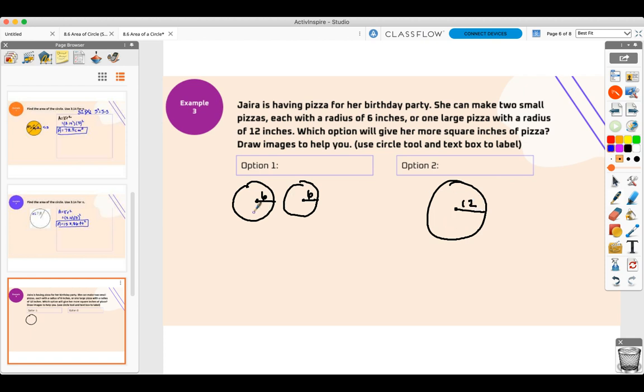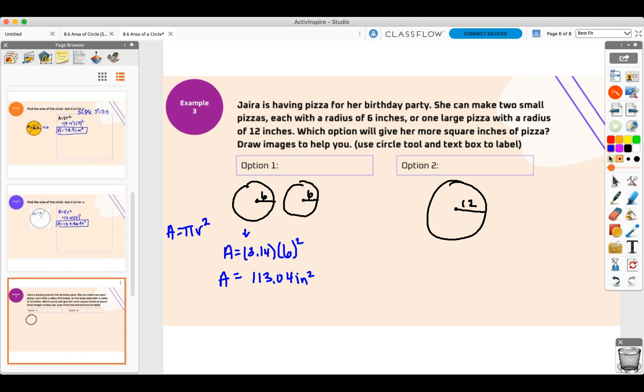All right, so let's find the area of 1 pizza on the left. So area is going to be 3.14 times 6 squared. Remember, this is coming from area is equal to pi r squared. If you need to, write the formula every single time. 6 squared is 36. So 36 times 3.14 is 113.04 inches squared. And that is for 1 pizza.